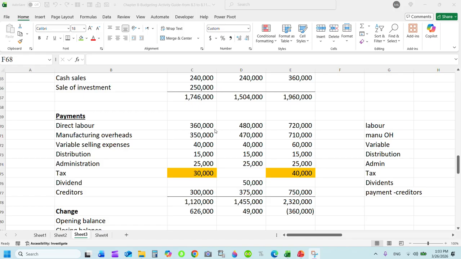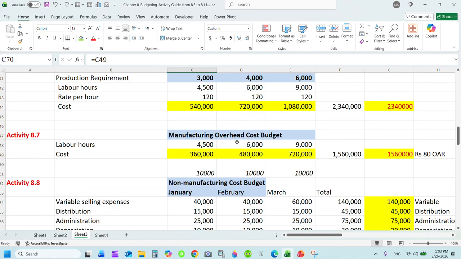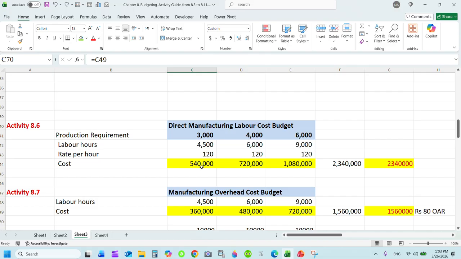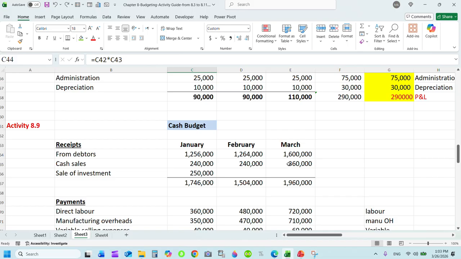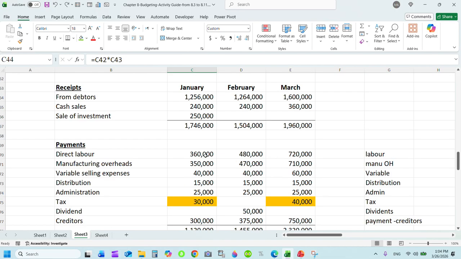Now here I think we have made a mistake in the direct labor hours and manufacturing overhead cost. Here you can see direct labor cost. We have referred to a wrong sale. Direct labor cost and manufacturing overhead cost seem to be the same. So let's go and check direct labor cost. The direct labor cost budget should be 540, 720 and 1,080. So we have referred to the wrong sale.